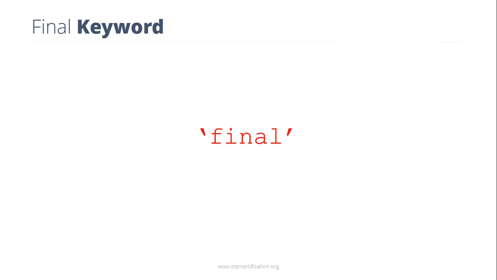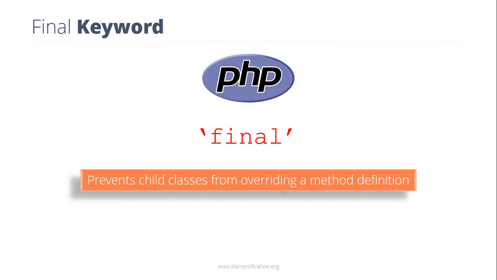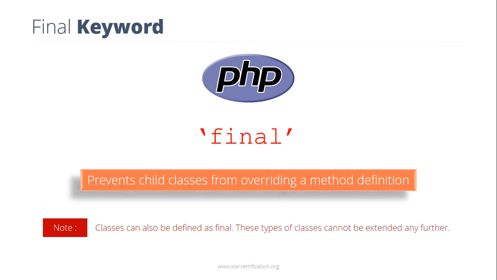The final keyword was introduced in PHP 5. It prevents the child classes from overriding a method definition. This is done by prefixing the keyword final to them at the time of definition. Classes can also be defined as final. These types of classes cannot be extended any further.